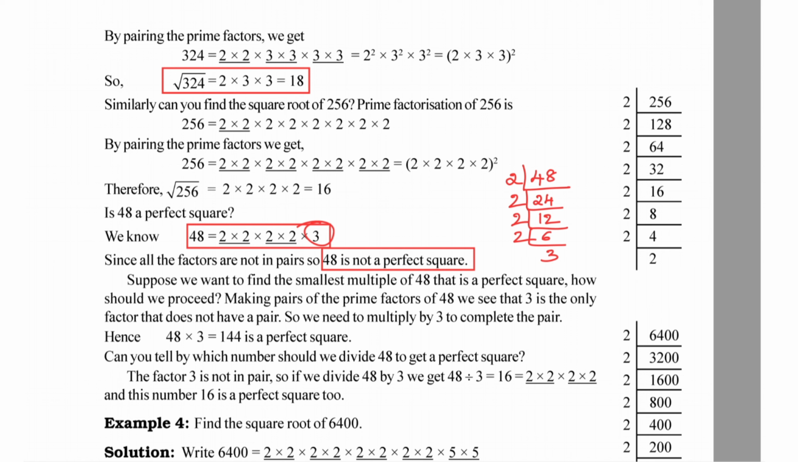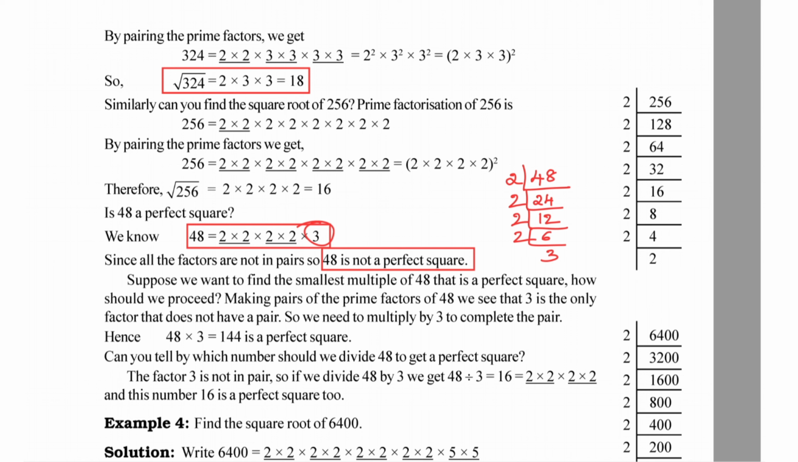Now the question is, since 48 is not a perfect square, can we make this 48 as a perfect square? Yes, we can make 48 as a perfect square. So what we have to do is that when we factorize a given number, the factors should be in pairs. Now to make these factors in pairs, what we should do? I have to multiply with 3.